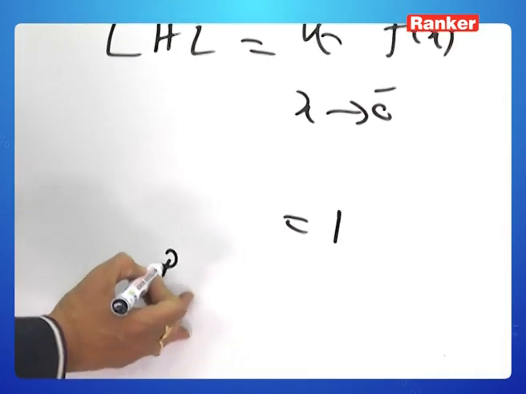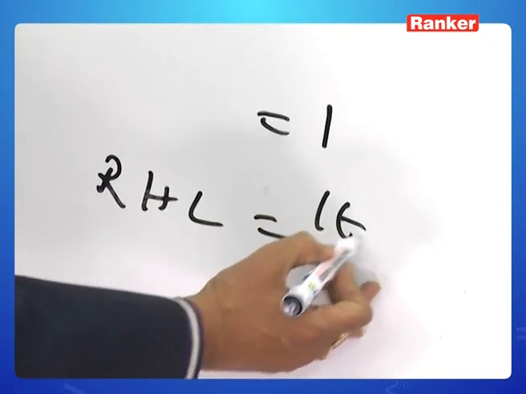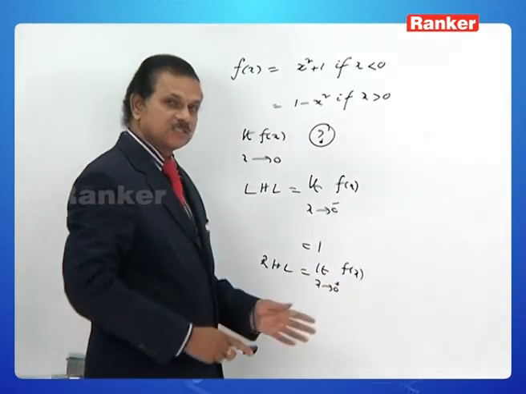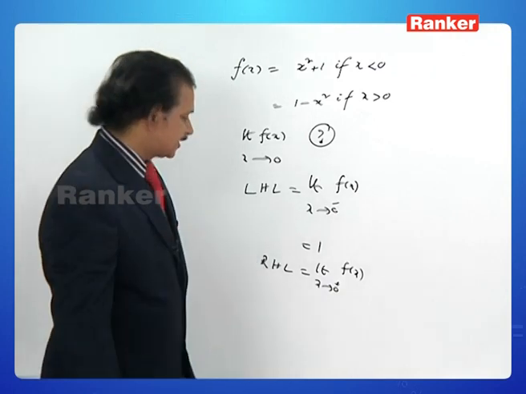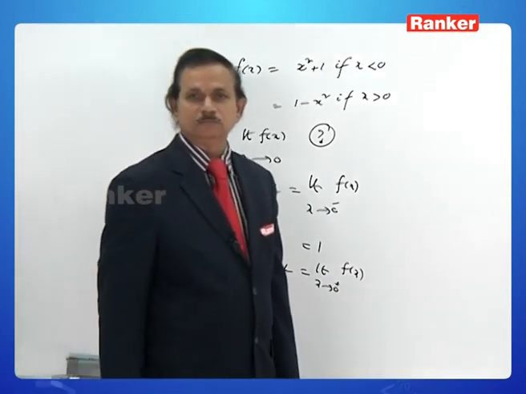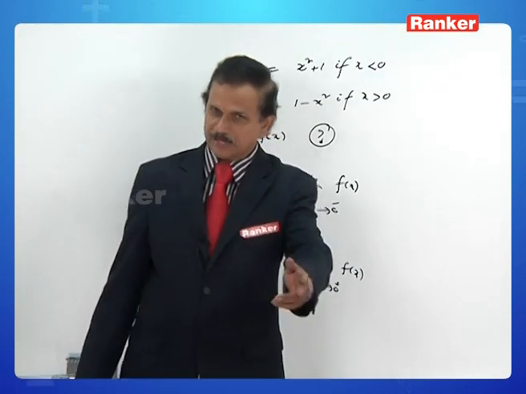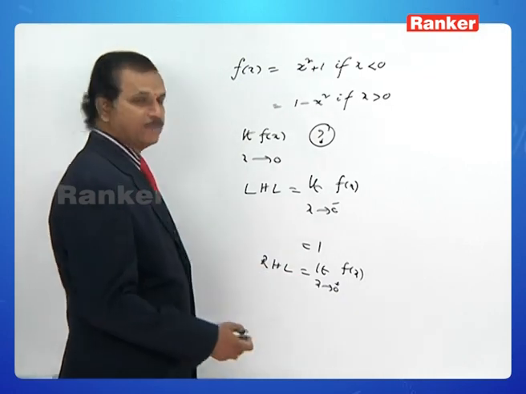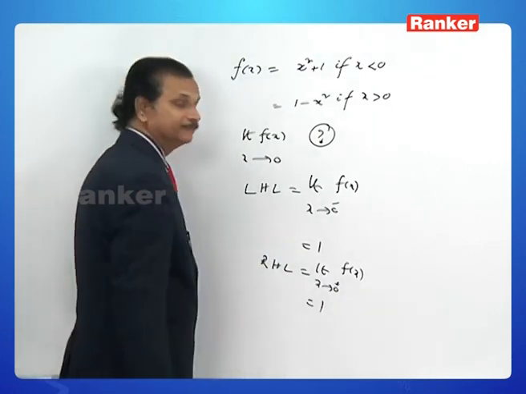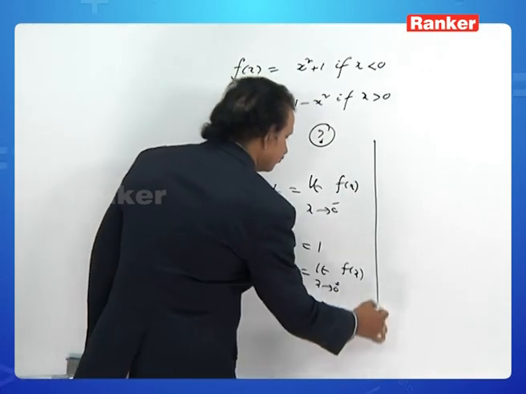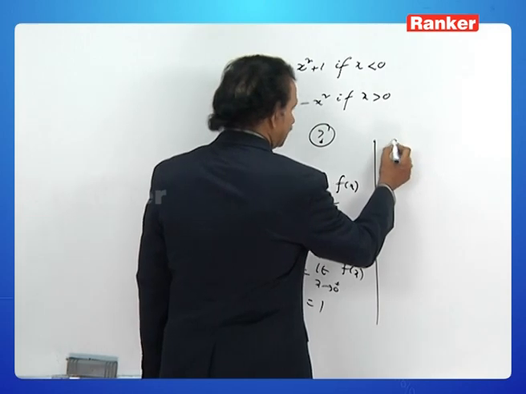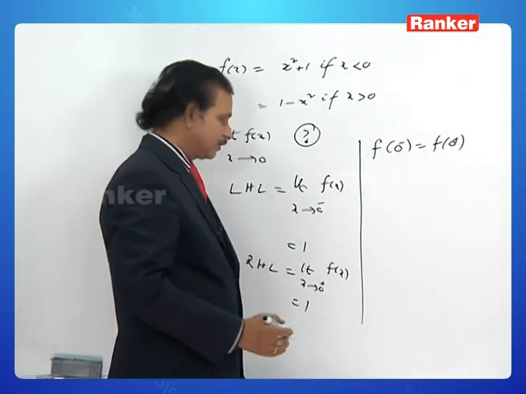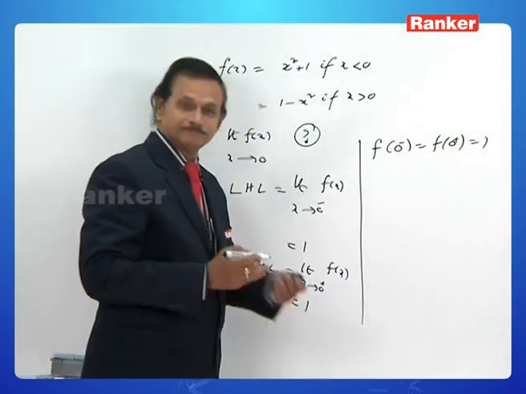Again, right hand limit. What do you say about right hand limit? Limit as x tends to 0 from right of f of x. In this situation, where does x lie? To the right of 0. That is more than 0 or less than 0? Surely more than 0. x greater than 0. In this situation, the definition is 1 minus x square. Hence, the limit becomes 1 minus 0 square, that is 1. Here, both the left hand limit and right hand limit are equal. Both are equal to 1. Isn't it?